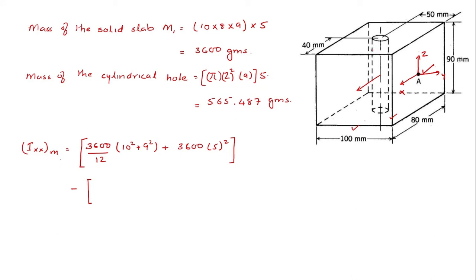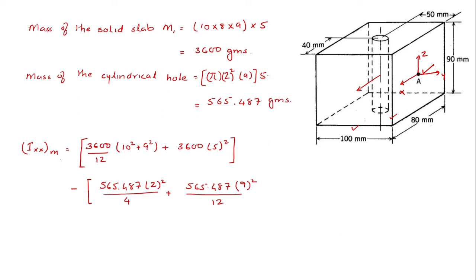So as such, for a solid cylinder, the equation, as you remember it, is the mass 565.487 into the corresponding radius square divided by 4 plus the mass 565.487 multiplied by the length square. The length square is this corresponding distance, that is 9 square. So 9 square divided by 12. Okay, now this is with respect to this axis.